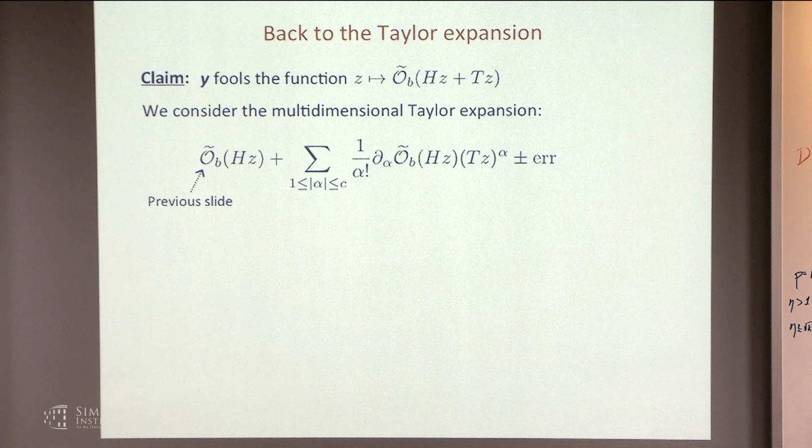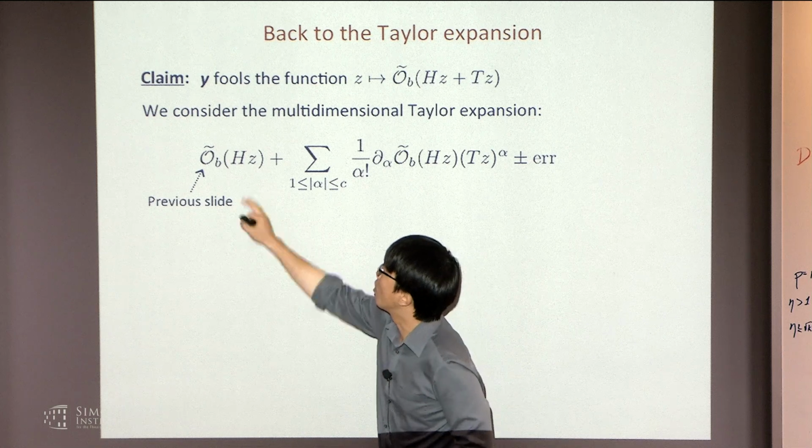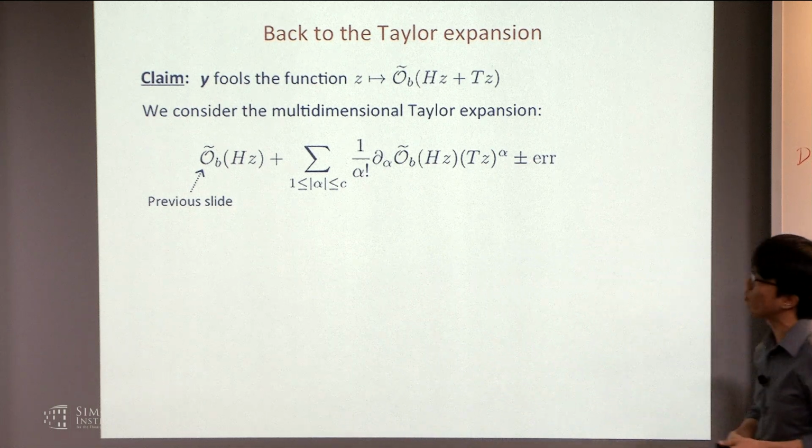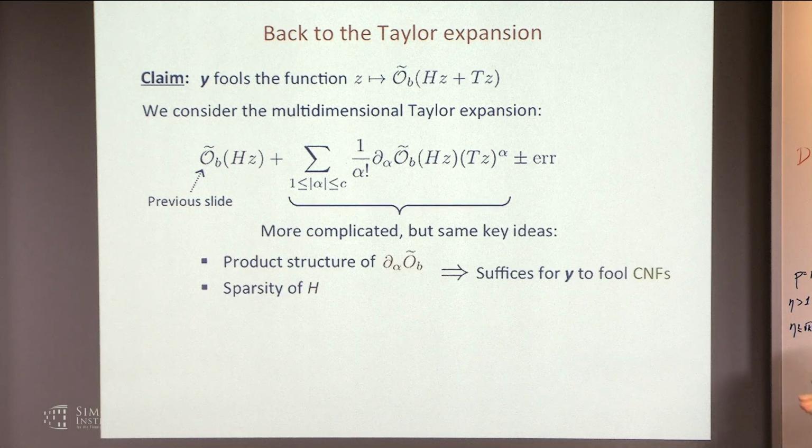Okay, so taking a step back, our goal is to show that we fool the orthant mollifier. We looked at its Taylor expansion. By the way, the reason why we want to work with a smooth function is because we want to take the Taylor expansion. So we have the zeroth order term, which we show is connected to the problem of fooling CNFs. There are intermediate terms. It's more complicated.